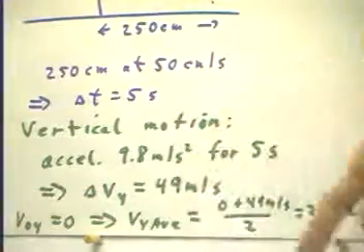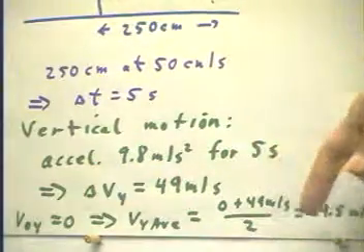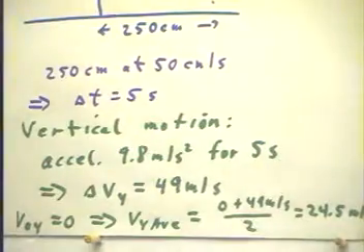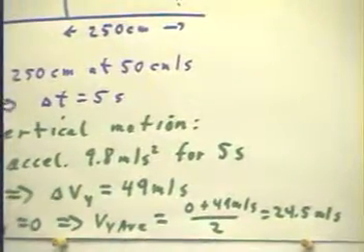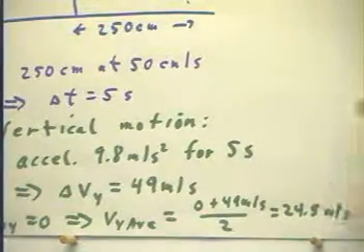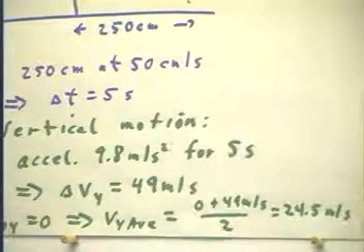And our average y velocity, since we have uniform acceleration, will just be the average of the initial and final. And we average those and we get 24.5 meters per second. So now we know that we average 24.5 meters per second from a delta t of 5 seconds.